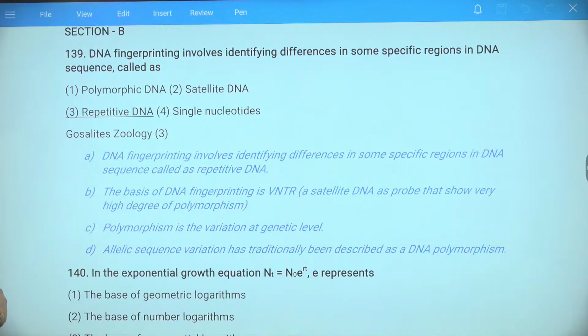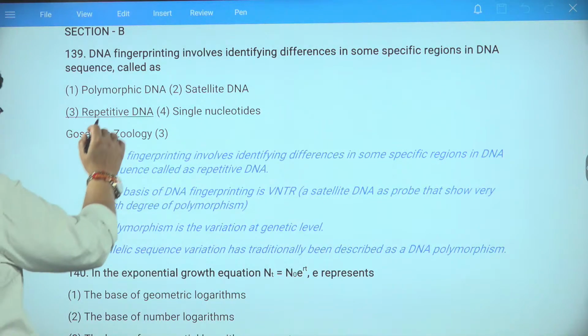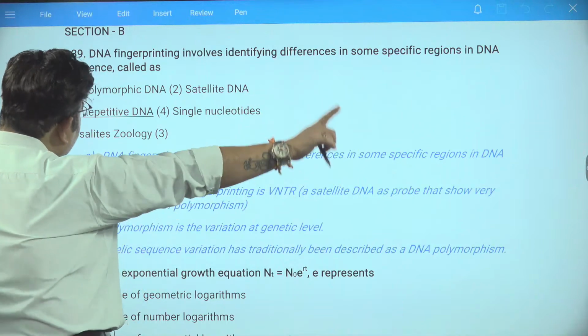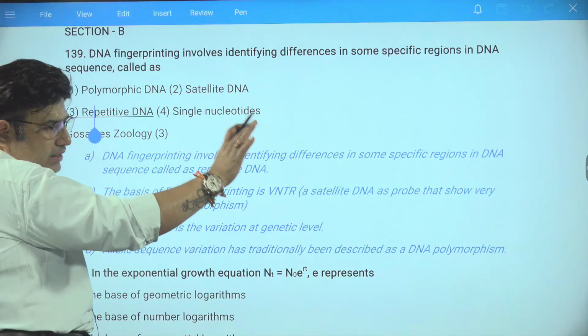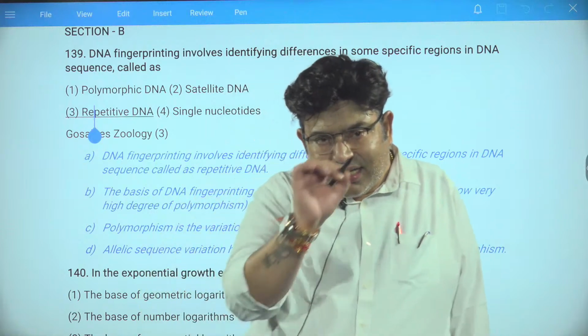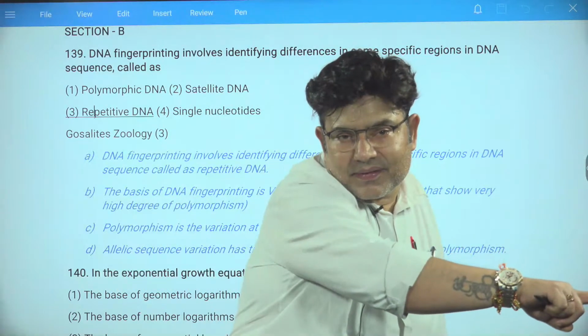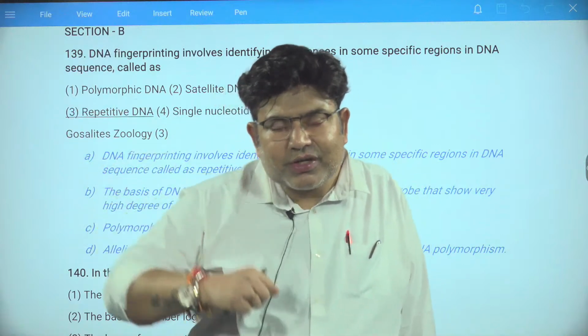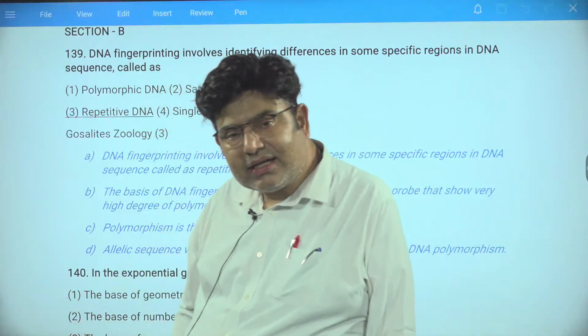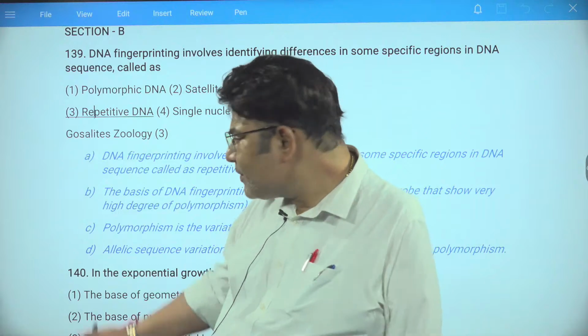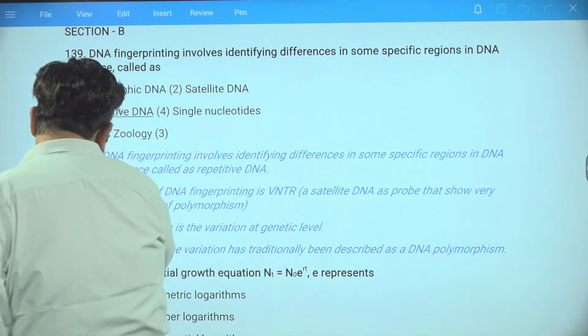Now, DNA fingerprinting involves identifying differences in some specific region in the DNA sequence called as. Now, you have to find out what is the answer. Differences in some specific region of the DNA. What is that region? That region is repetitive DNA. In the repetition, the number of repeats are not the same because of accumulation of mutations in these parts. This is a straight line taken from the NCERT. The statement is exactly an NCERT line. I think in the first paragraph of DNA fingerprinting, you will find this exact line.